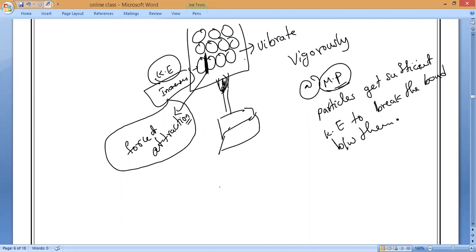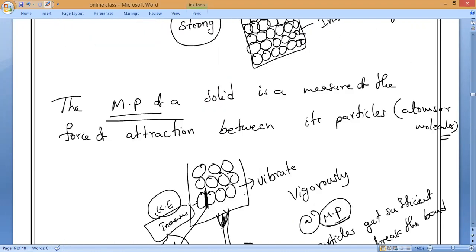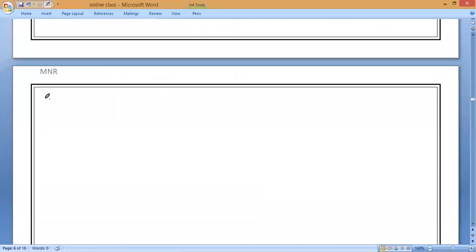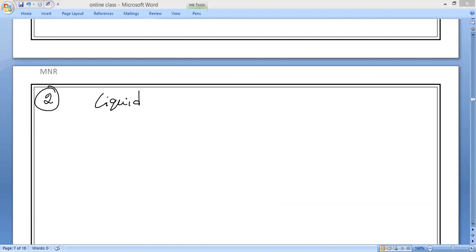Now we have studied solid to liquid. The next process is liquid to gaseous change, by heating, that is, by increasing the temperature, not decreasing it. Liquid to gas change.